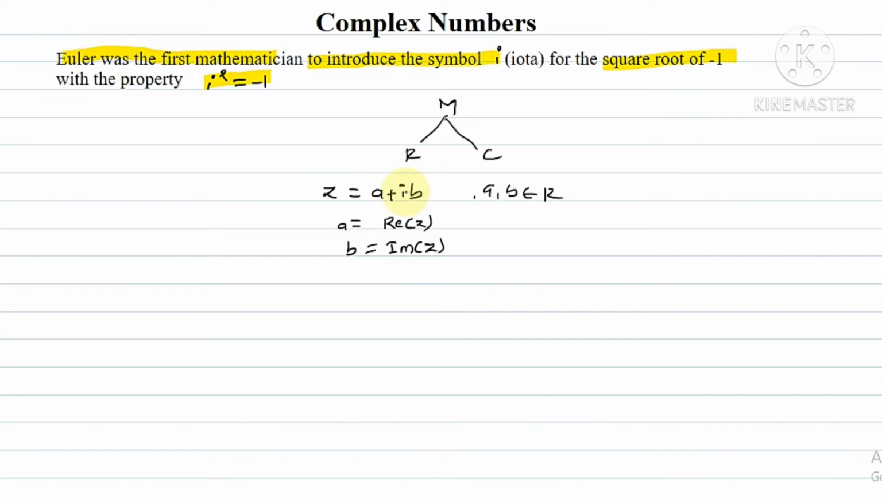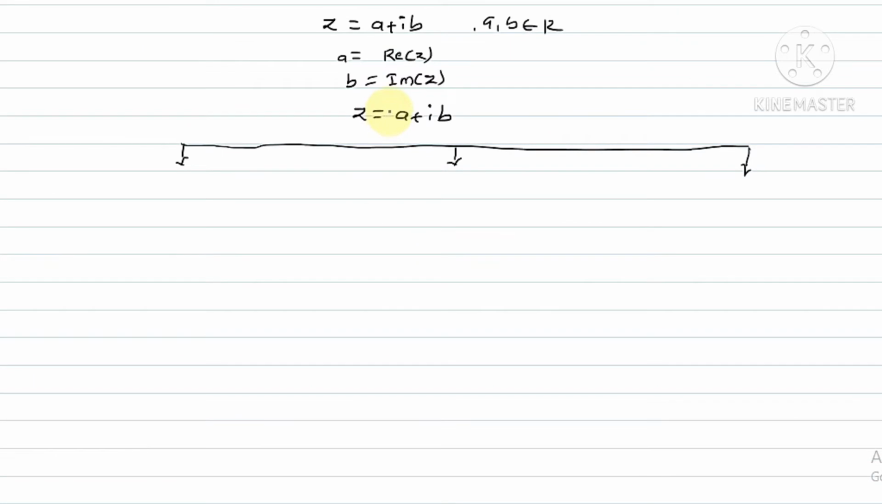See, iota is not itself a complex number. Iota is the symbol of the complex number. So z is called a complex number because it is having iota, where a is not having iota. So a is the real part of z and b is the imaginary part of z. I told you that a, b are real numbers. Depending on the values of a, b, this complex number can be categorized into three types.